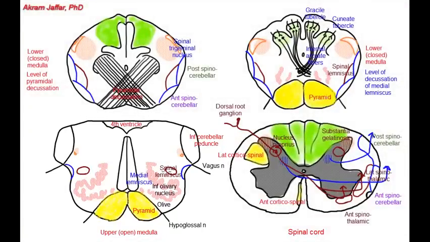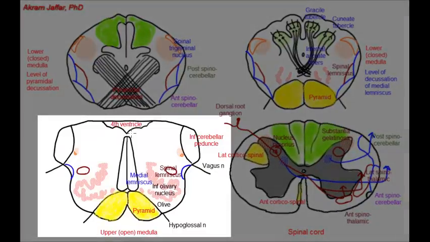The spinotectal tract, which is included in the spinal lemniscus, is related to spino-visual reflexes, movements of the eyes and head toward the source of stimulation. Fibers terminate in the superior colliculus of the midbrain. The superior colliculus is responsible for visual reflexes.